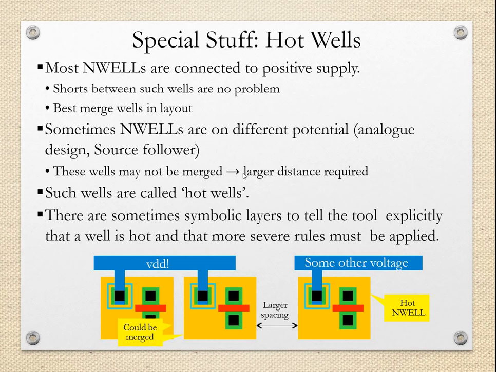So these wells may not be merged because a larger distance is required, and such wells are called hot wells. And there is sometimes a symbolic layer to tell the tool explicitly that a well is hot and that more severe rules must be applied to that particular N well structure.